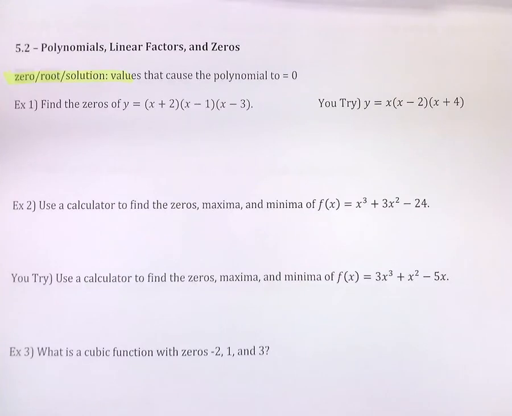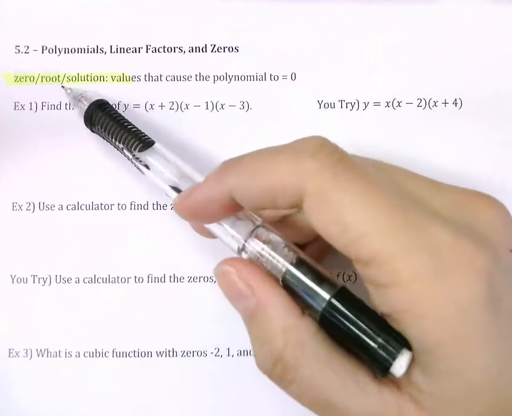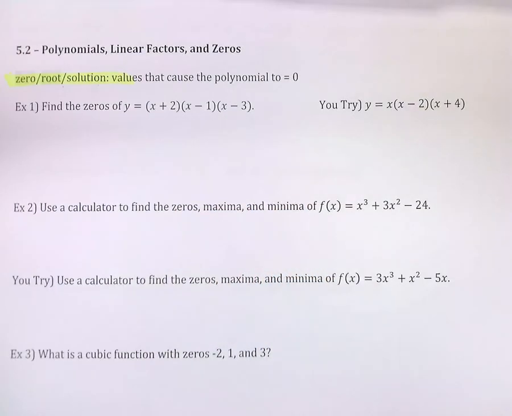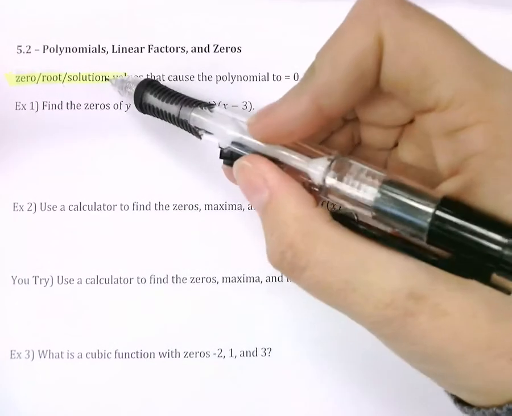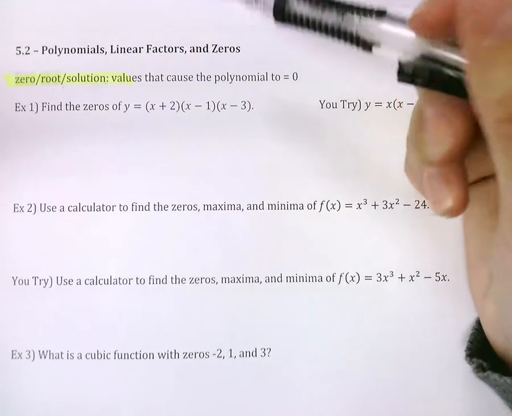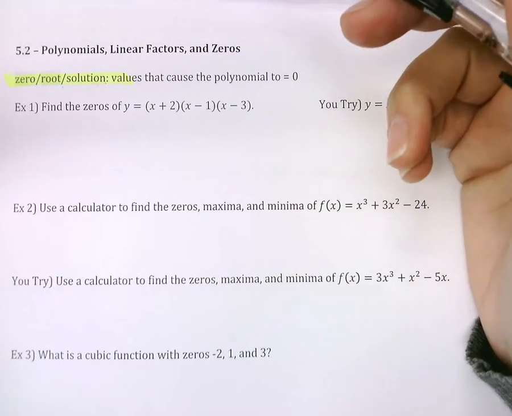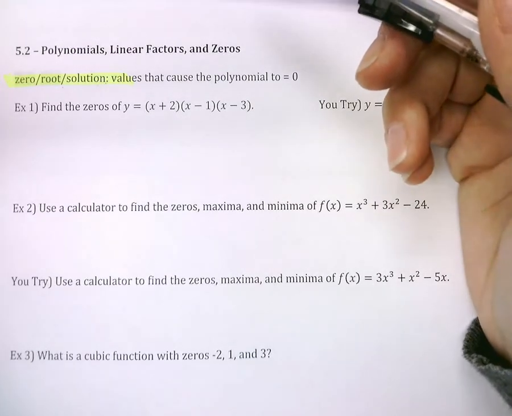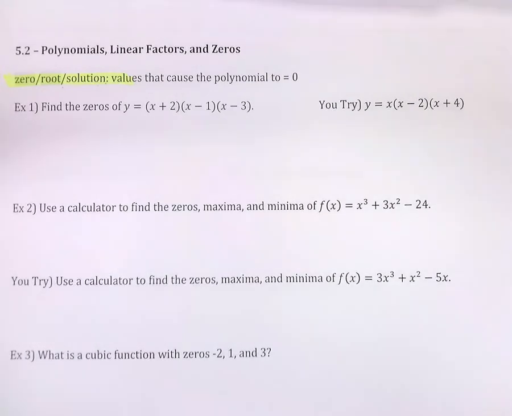Zeros are the same things as roots or solutions, and you should know that. We say them in different situations. If you are solving an equation, then obviously you're going to have a solution to that equation. When they give you something set equal to 0 and say find the zeros, you're also looking for the solutions. When they ask you to find the roots, they're usually referring to a polynomial function.